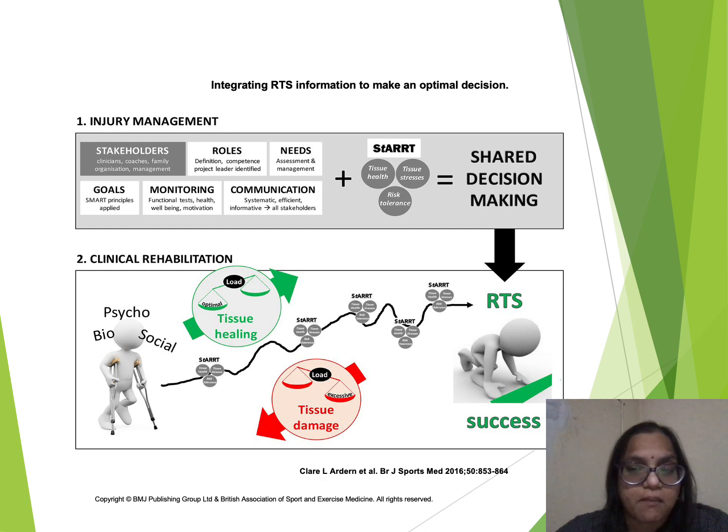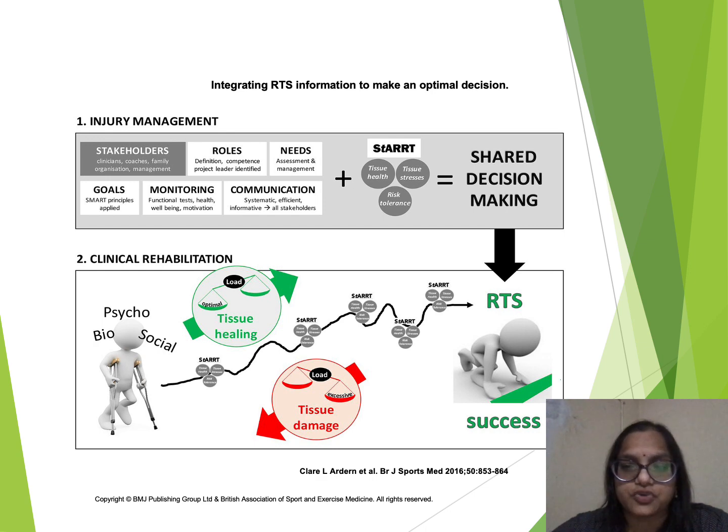This should be combined with START, that is strategic assessment of risk and risk tolerance, which includes health of injured tissue, the tissue stressors, and risk tolerance. Decision making for return to sport should be a shared decision making by convincing the stakeholders.